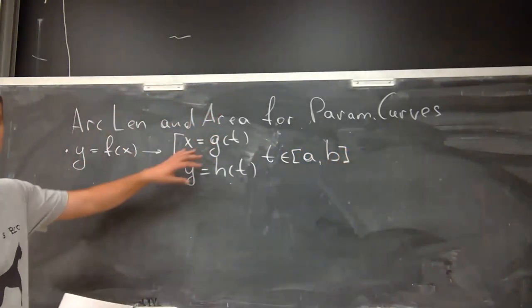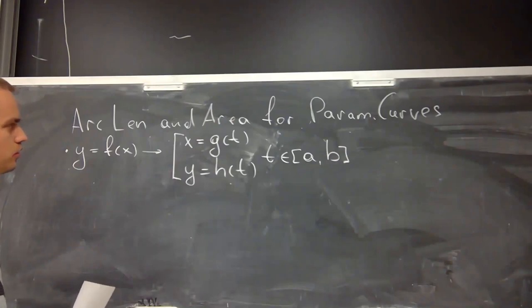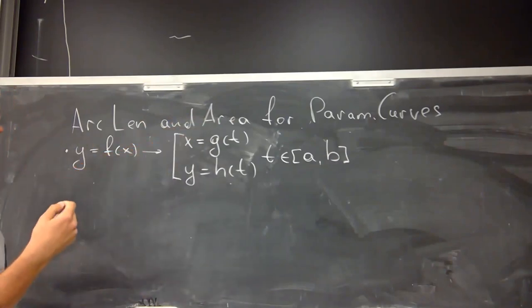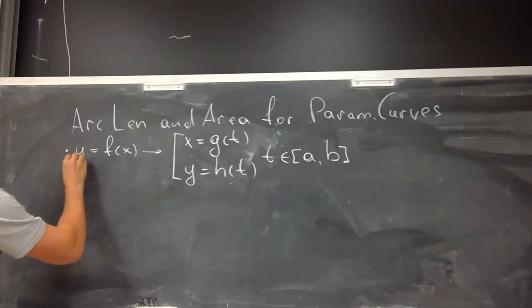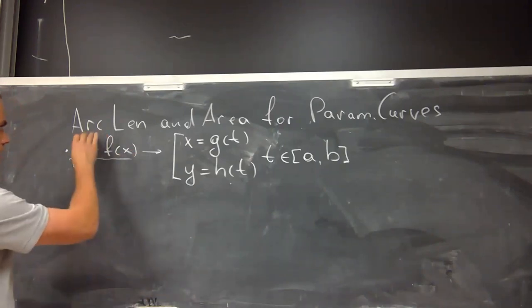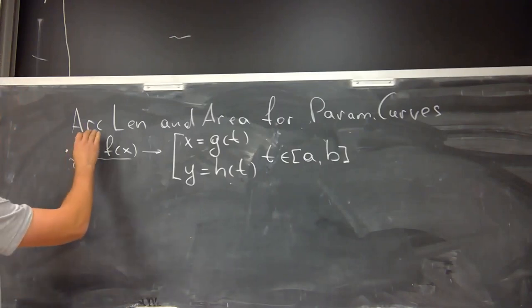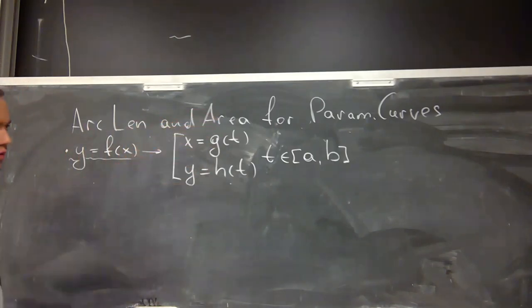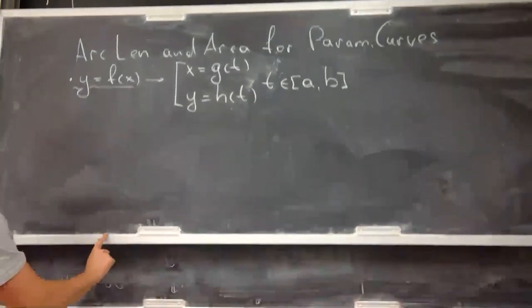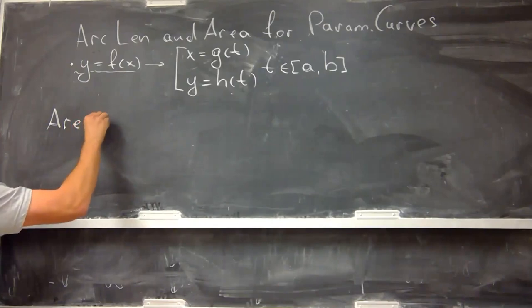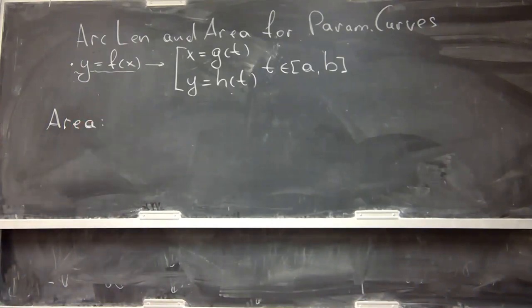And for all these parametric curves, we can revisit all the calculus that we have done for Cartesian curves. So for the next, let's say, 15, 20 minutes, I'm going to revisit arc length and area for parametric curves. So let's first do area. And area we're going to do in the following way.